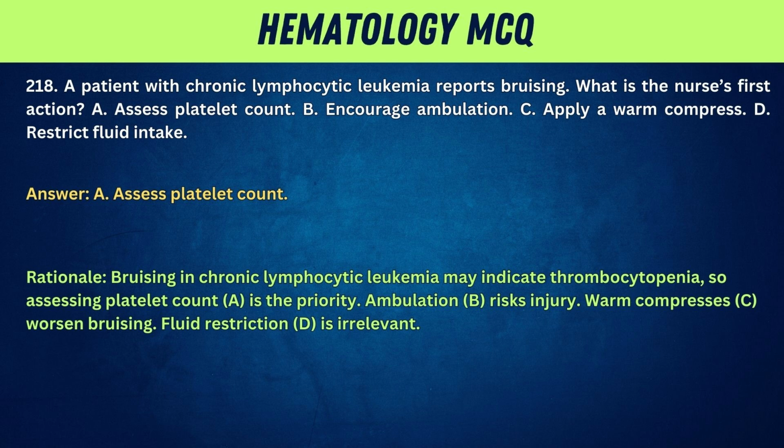Assess platelet count. Rationale: Bruising in chronic lymphocytic leukemia may indicate thrombocytopenia, so assessing platelet count, A, is the priority. Ambulation, B, risks injury. Warm compresses, C, worsen bruising. Fluid restriction, D, is irrelevant.